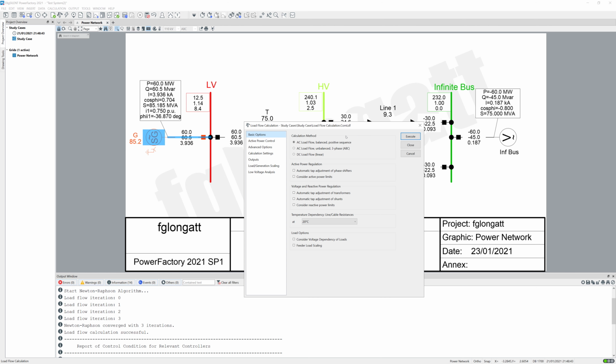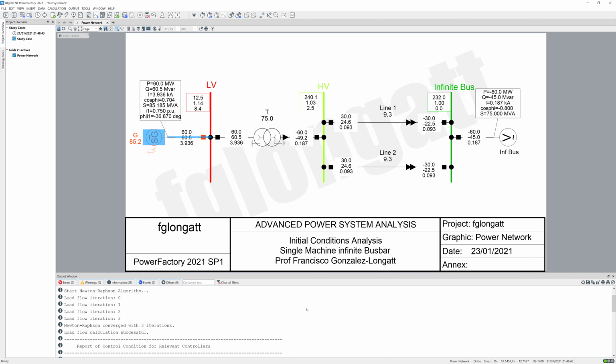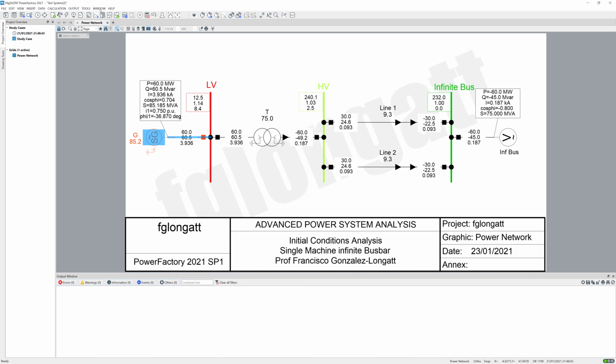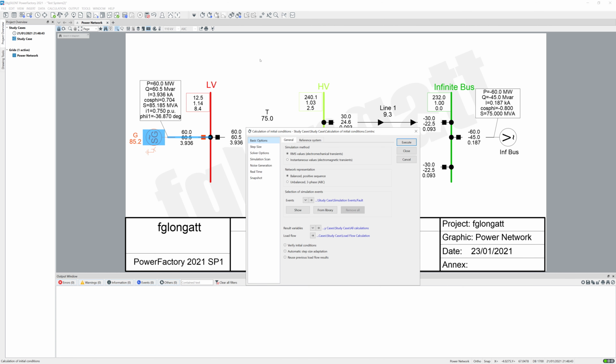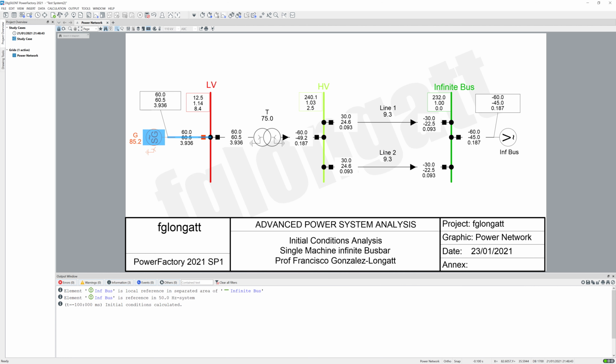But let me clear the output window, okay? If you are not an expert in PowerFactory, probably you can be confused. But let me tell you the following. When you run initial conditions, look over here. I run initial conditions. And what happened?